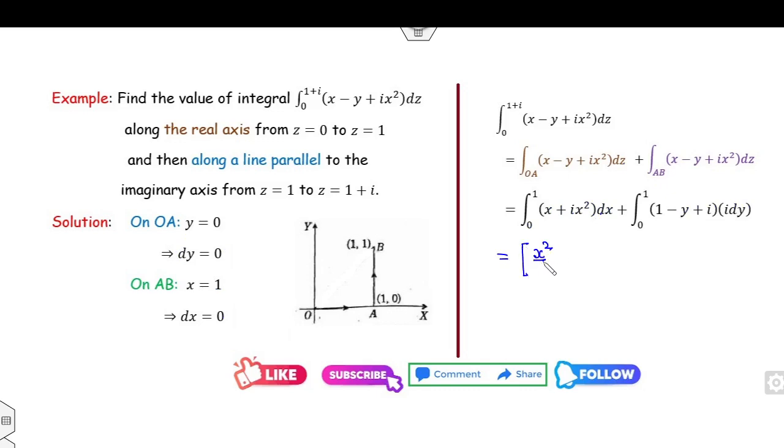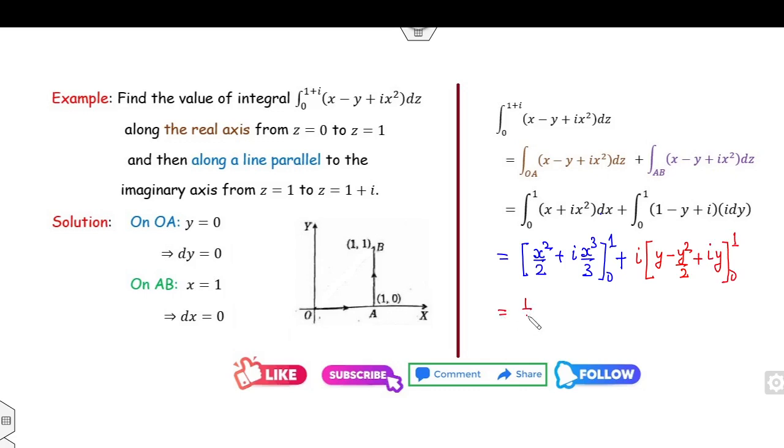It is x squared divided by 2. This integration is i x cubed divided by 3 from 0 to 1, plus the integration with respect to y. So i is my common. This is my y minus y squared by 2, plus i is constant. So i y from 0 to 1.